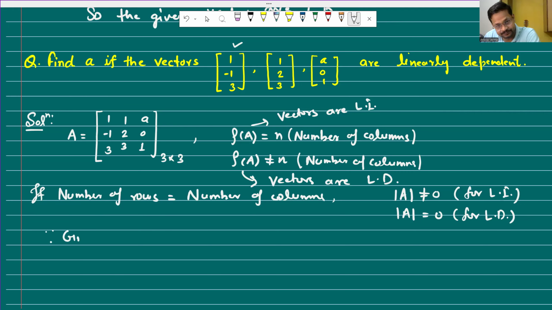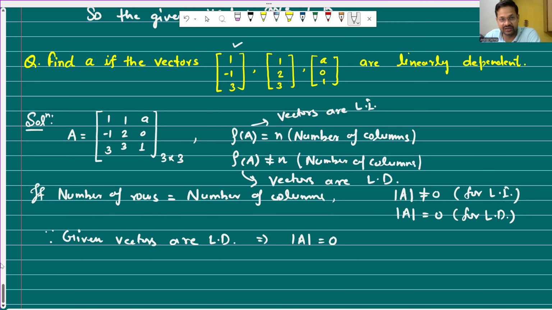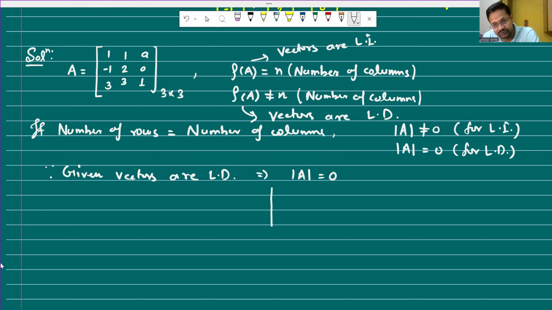So here, since the given vectors are LD, meaning linearly dependent, तो this implies determinant of this matrix A will be equal to zero. अब यहां से डिटरमिनेंट को इक्वल टू जीरो करने के बाद आपको a की वैल्यू निकालना है। तो you have to write like this: 1, 1, a; -1, 2, 0; 3, 3, 1 equals to 0, and you know that determinant की वैल्यू हमारे पास चेंज नहीं होती even if we are applying the elementary row operation और column operation. So you can just add row 1 to row 2. We are just simply applying this rule for simplification.